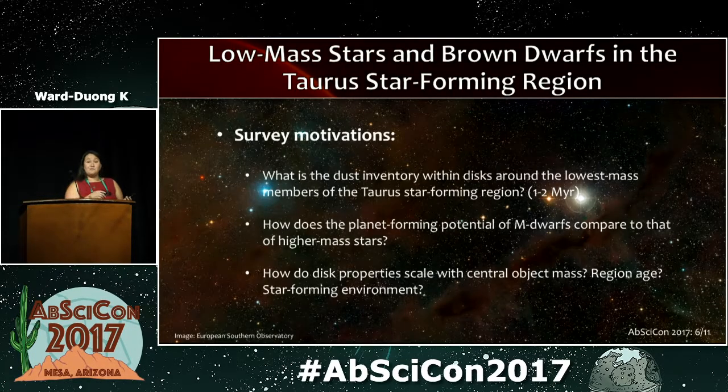OK, so we're going to move outward now, 140 parsecs distant, to the Taurus star-forming region, shown in the background here. And what we wanted to do here was really understand the dust inventory within disks at these analog systems that are much younger around low-mass stars. And what we wanted to be able to do with these measurements of the disk mass within the protoplanetary disks is get a handle on the planet-forming potential of M-dwarfs and how that might compare to that of higher-mass stars. Then we can take those properties and try to understand how they might vary with the mass of the central star, the region, age, and environment.